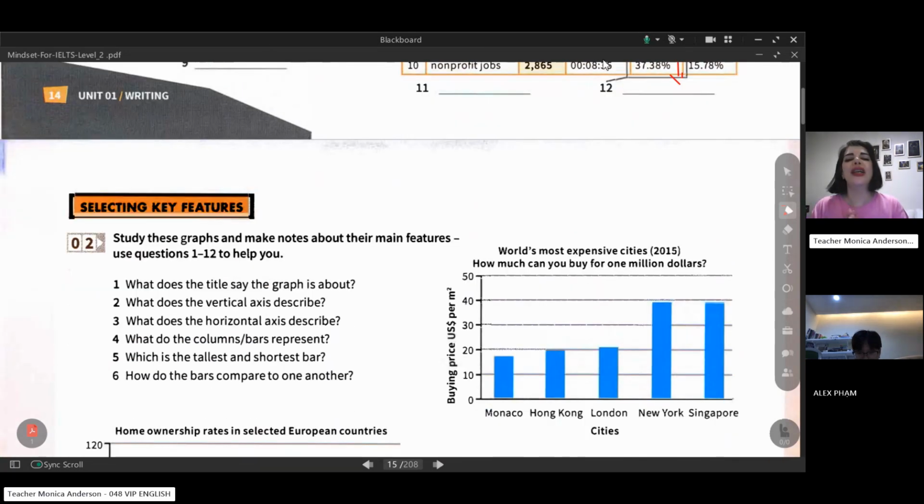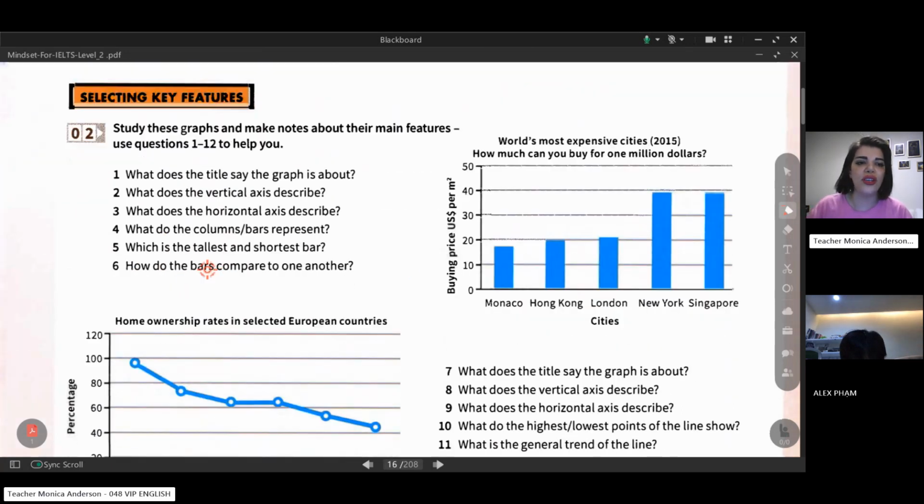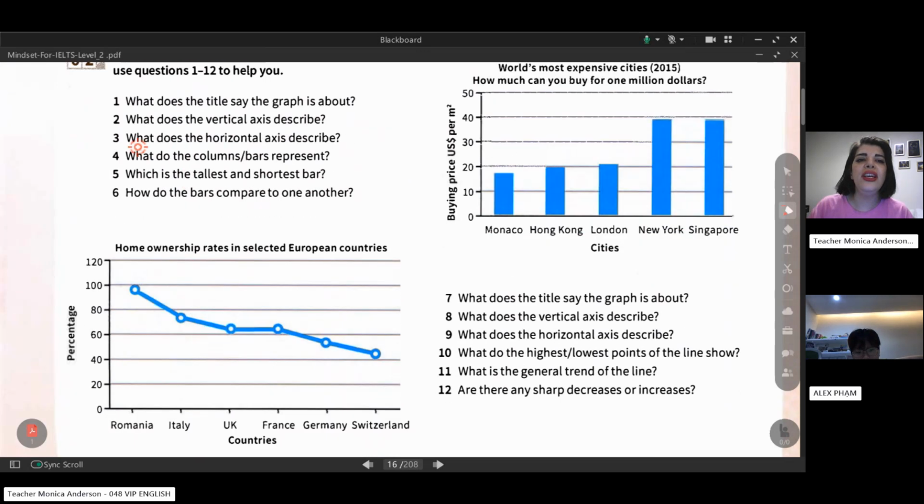Now, how to write. As you can see, there are some questions here. If you answer these questions, you can make your essay. You can write about charts. So let's answer these questions. What does the title say the graph is about? Study these graphs and make notes about their main features. So we need to answer these questions. We're talking about the graph, so here, what does the title say?